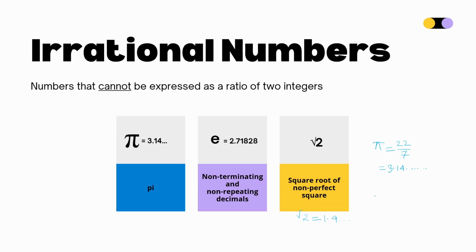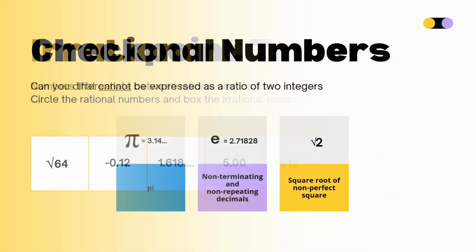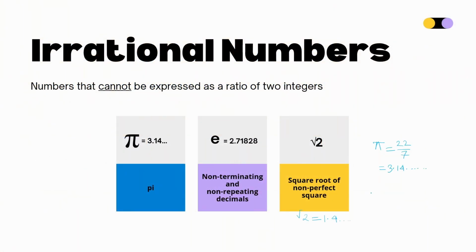Similarly, we will find e as an irrational number, and the value of e is something like 2.71828, and this is non-terminating. I forgot to give the value earlier, but it's non-terminating.